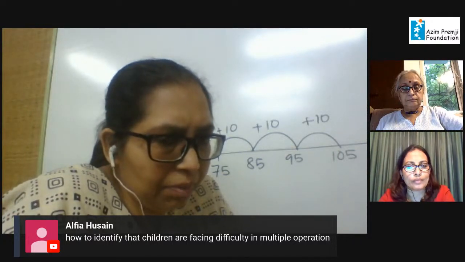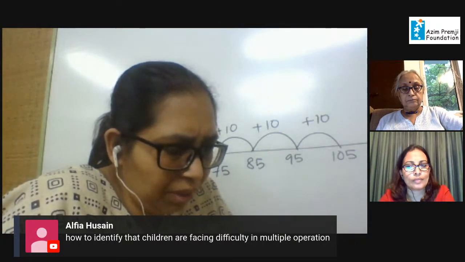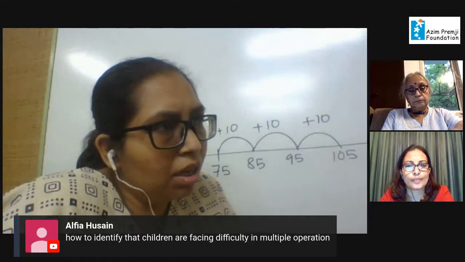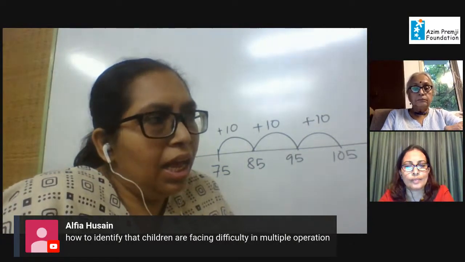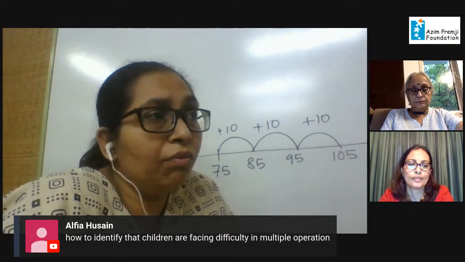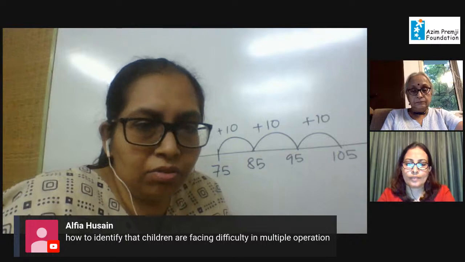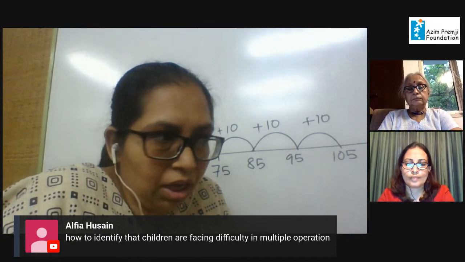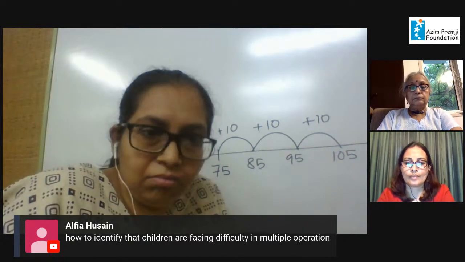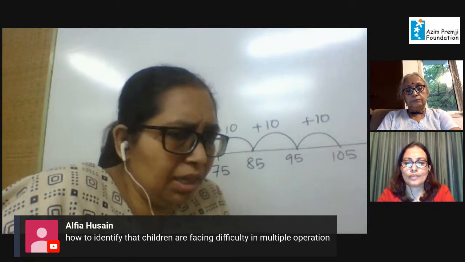My guess is by multiple operation, he means that there is a word problem involving multiple operations. So one way will be to look at the work of the child, not just the answer. How did the child approach it? The detailed answer, step by step, what did the child do? It may help to ask the child to do the problem in front of the teacher and so on and so forth. But my guess is that if you look at the steps, it should come out.